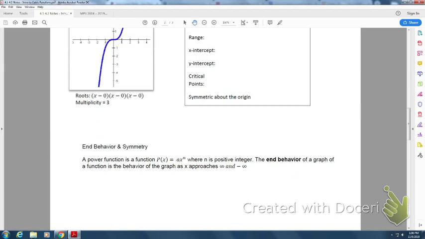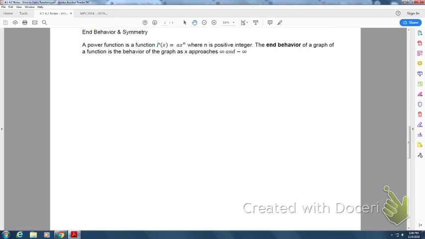Okay, so let's go down here. There's a lot of blank space down here. We're going to fill it in with some different characteristics, some things you need to be aware of as we go through this unit. So the first thing says a power function is a function, p of x, could be anything, is a times x to the power of n, where n is a positive integer.